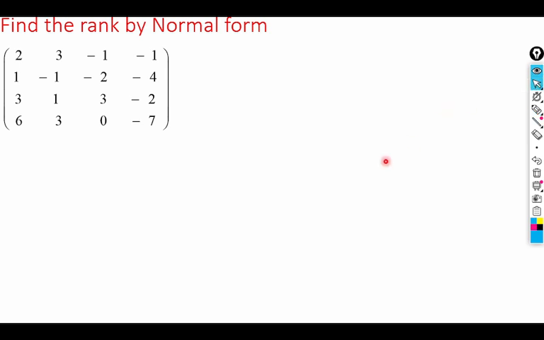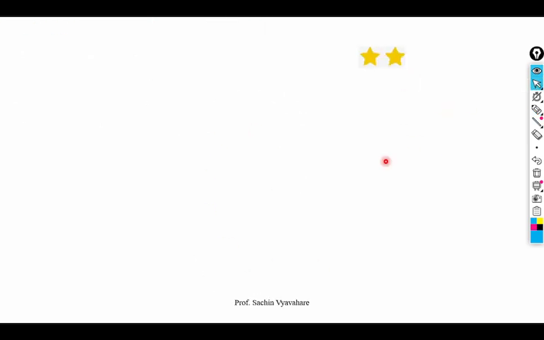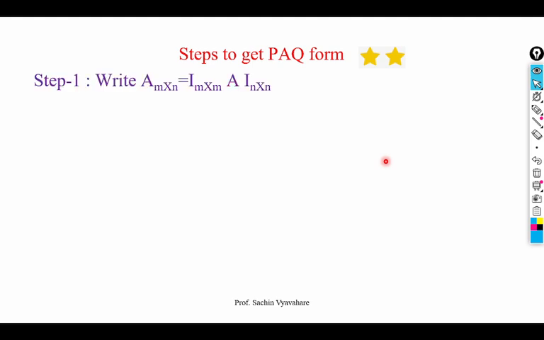Yes, one more article I'm going to cover here of this session only. It is a PAQ form. Now, in PAQ form, this is the first step that we should write. Whenever you are given the matrix A, we write the equation I into A into I.